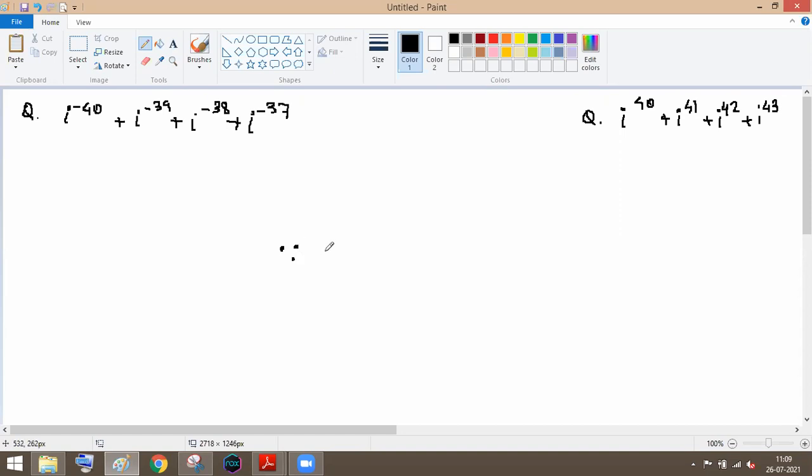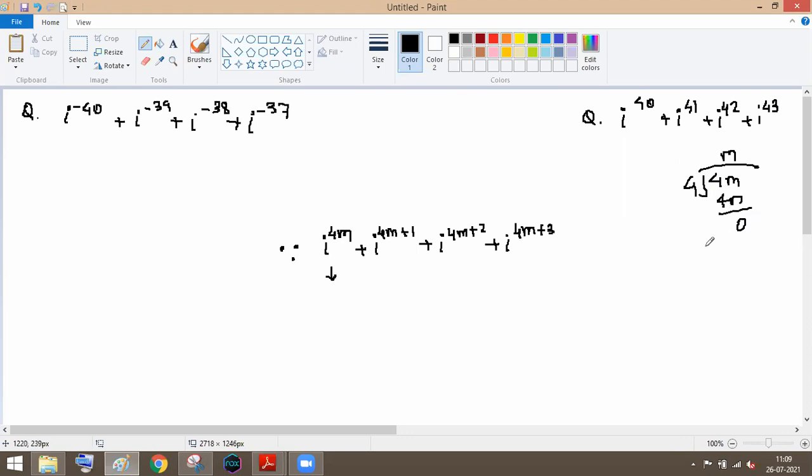Since we know that if I calculate I to the power 4m plus I to the power 4m plus 1 plus I to the power 4m plus 2 plus I to the power 4m plus 3, we will always get 0. How? Let's check. What is the value of I to the power 4m? Can we say it's a multiple of 4? If you divide 4m by 4, there is no remainder, so can I write I to the power 0? Now if you divide 4m plus 1 by 4, we get m with remainder 1, so this is I to the power 1.